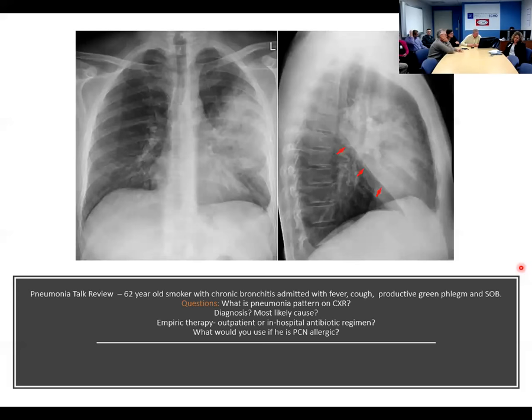All right, let's see who's been listening. This is the 62-year-old smoker with chronic bronchitis, comes in with fever, cough, productive green phlegm, and shortness of breath. Sounds like Joe Camel. What is the pneumonia pattern on chest x-ray?